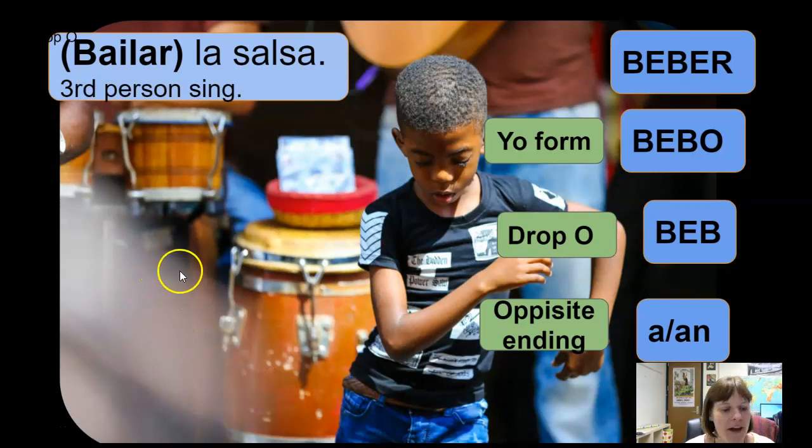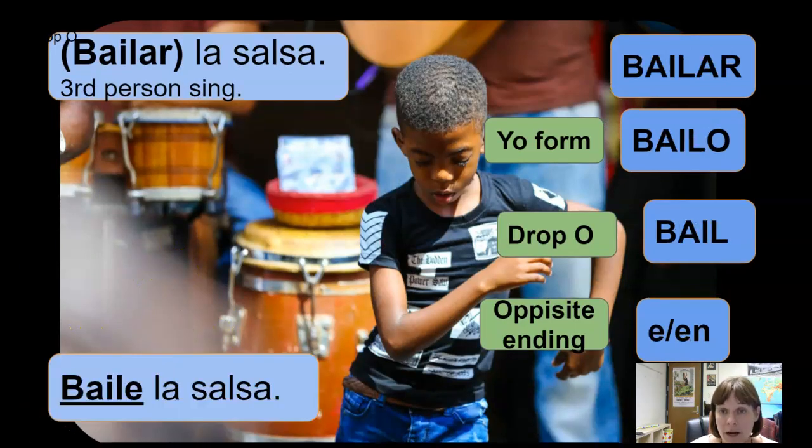Okay, so now we have bailar, and bailar means to dance. The yo form is bailo. You drop the O when it's B-A-I-L. You add the opposite ending, E-N. Bailen la salsa. Dance la salsa. So la salsa viene de Cuba. The salsa actually comes from Cuba.